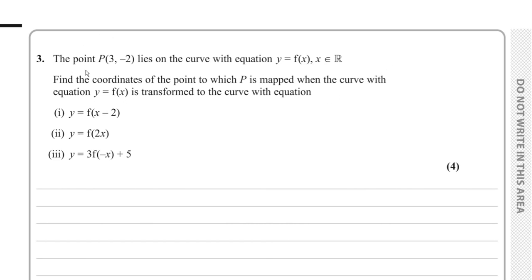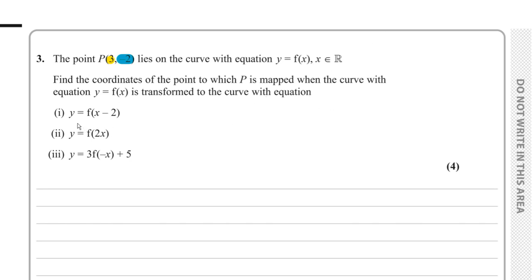Question number 3. The point P with x coordinate 3, y coordinate negative 2 lies on the curve with the equation y equals f of x, where x is a real number. Find the coordinates of the point to which P is mapped when the curve with equation y equals f of x is transformed to the curve with equation.